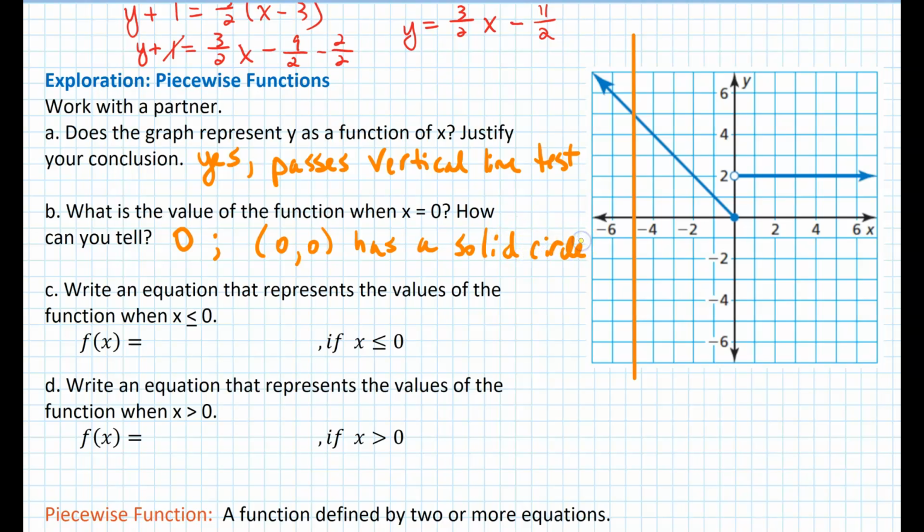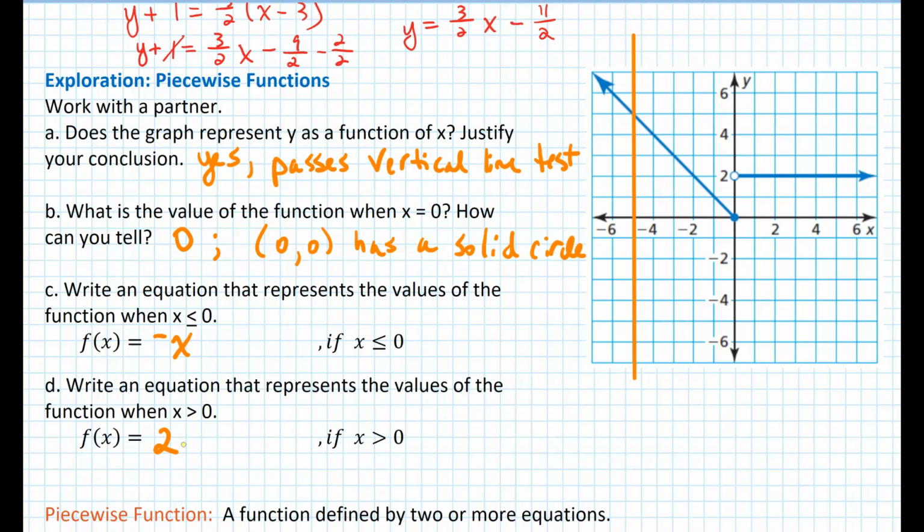Okay. So the next part is breaking it down and finding the equation of each of the pieces. This first one is asking when x is less than or equal to 0. So is that the left-hand side or the right-hand side? It's the left-hand side. What's the slope? -1. So that's just going to be negative x. What's the y-intercept? 0. So we don't have to put anything in. How about the other one? When x is greater than 0, what's our equation? Just 2.